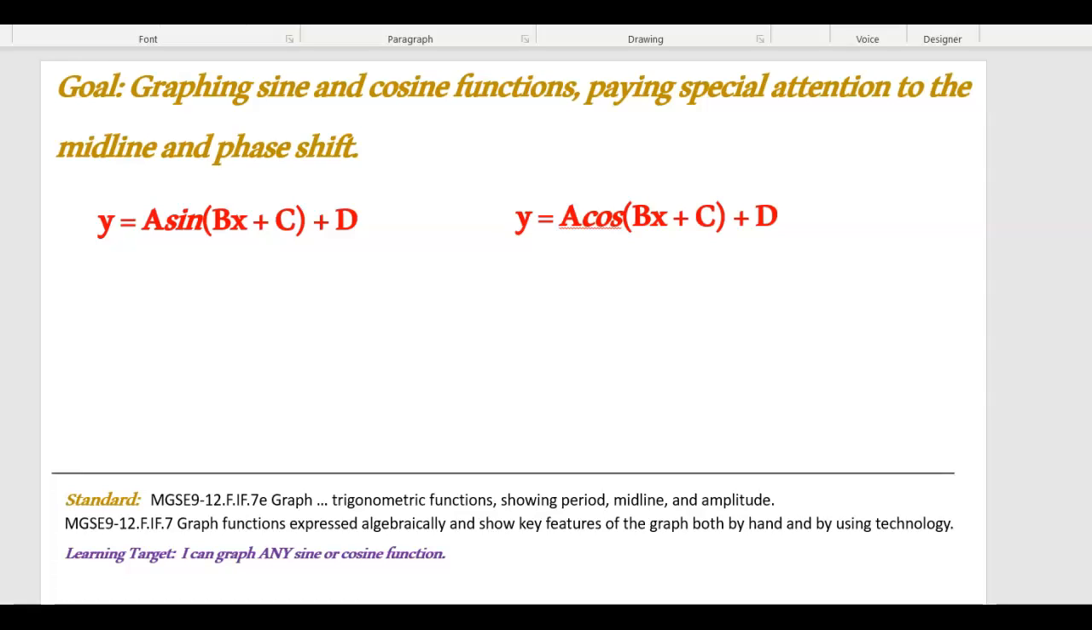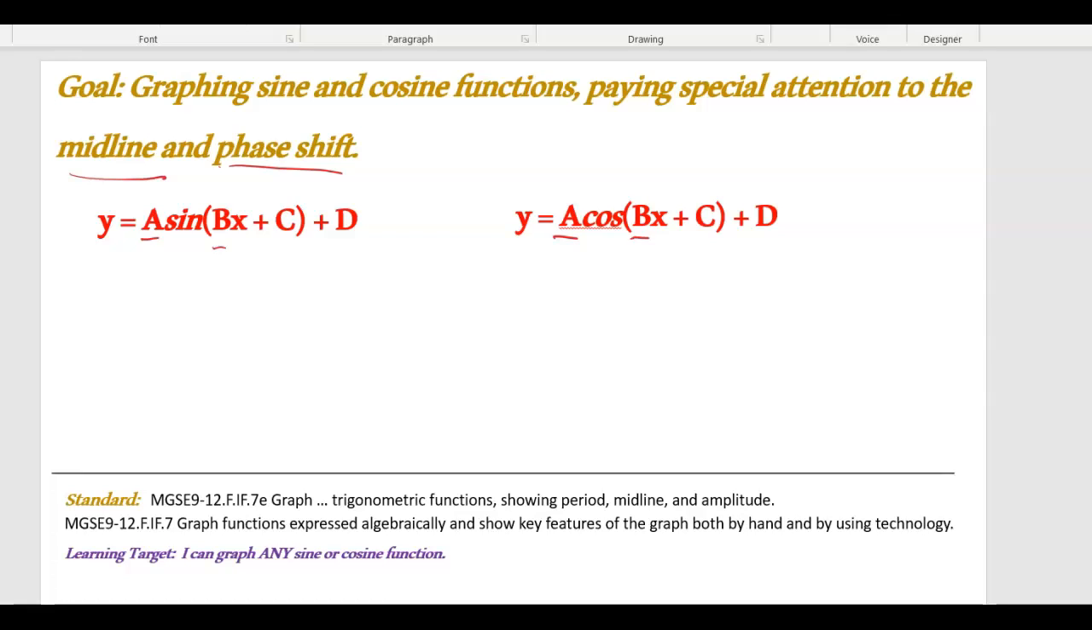All right, we are finally ready to graph the sine and cosine functions and basically graph any sine function and any cosine function, meaning we've already paid attention to the amplitude. Okay, so we know how that works. We found the period using B, and we know how the period affects the graph. But today, our special attention is on midline and phase shift.